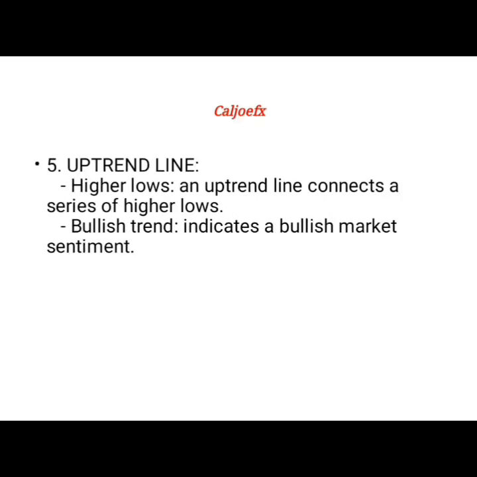Now, let's see the uptrend line. What does an uptrend line have to do with? Higher lows. I've talked about that, higher lows. They indicate what? Bullish market sentiment. That means there are more buyers dominating the market.